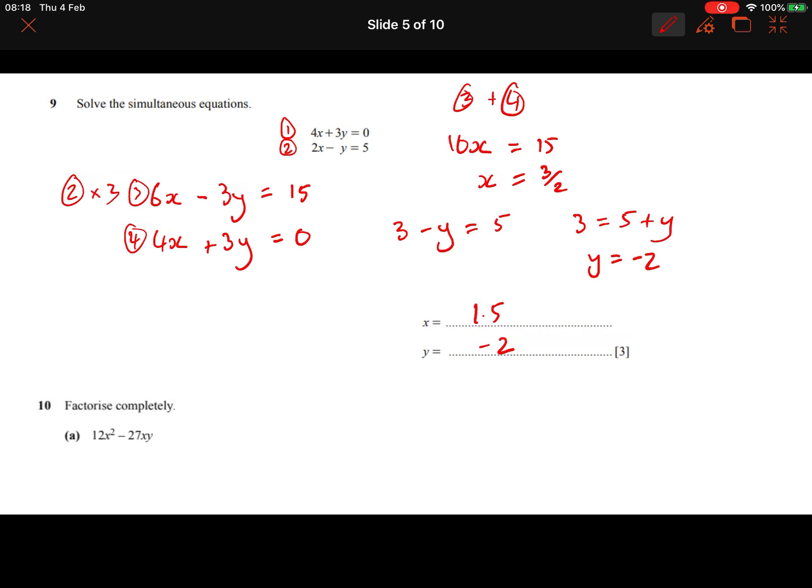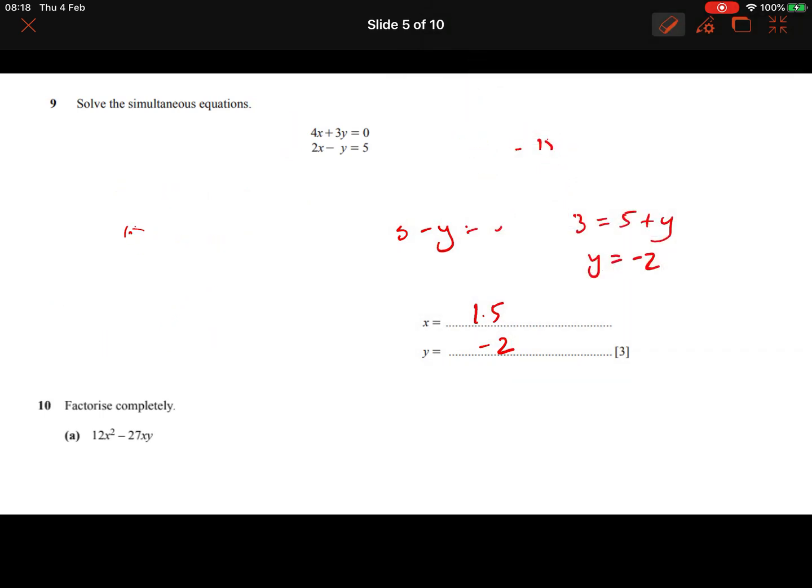Okay, now check your answers. So we've got 4 times 1.5 for x plus 3 times negative 2 should be equal to 0. Well, that's 6 minus 6, which is equal to 0. So now I've got it right, and I know I've got it right because I did a check. When you're solving equations, you can always know whether you did it right by just doing a little check. Okay?